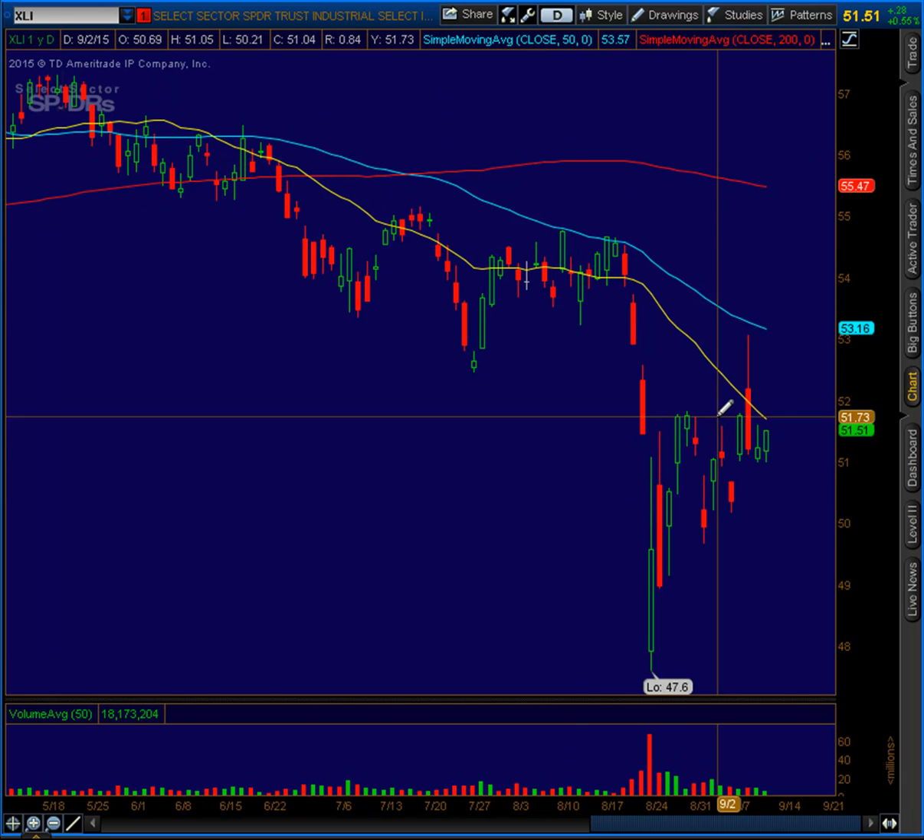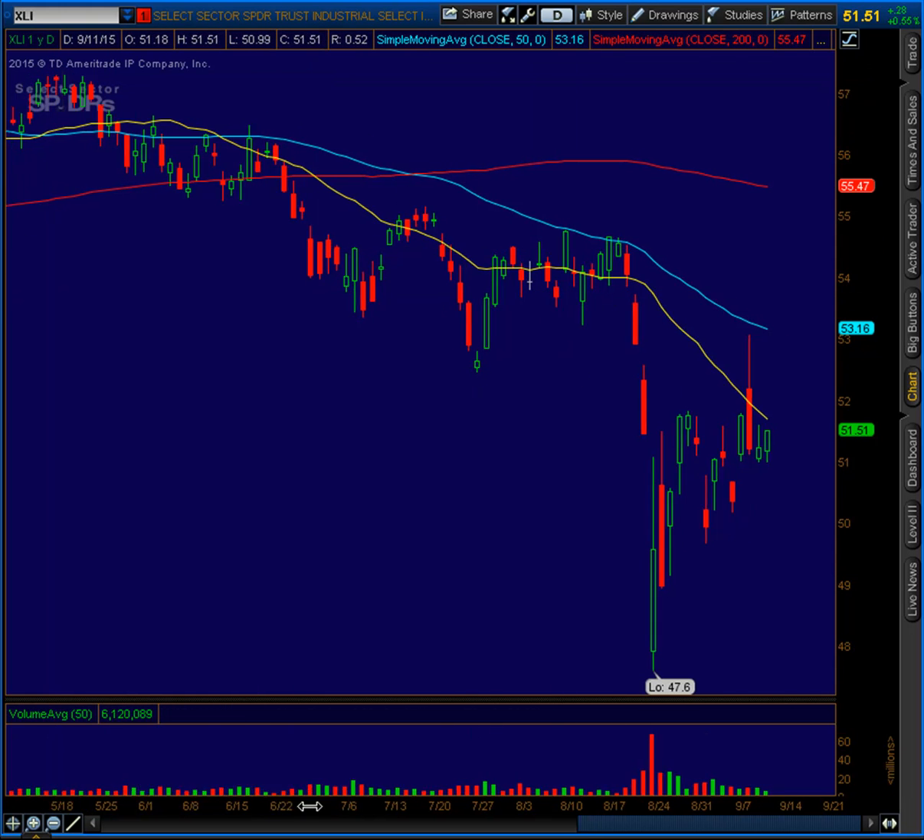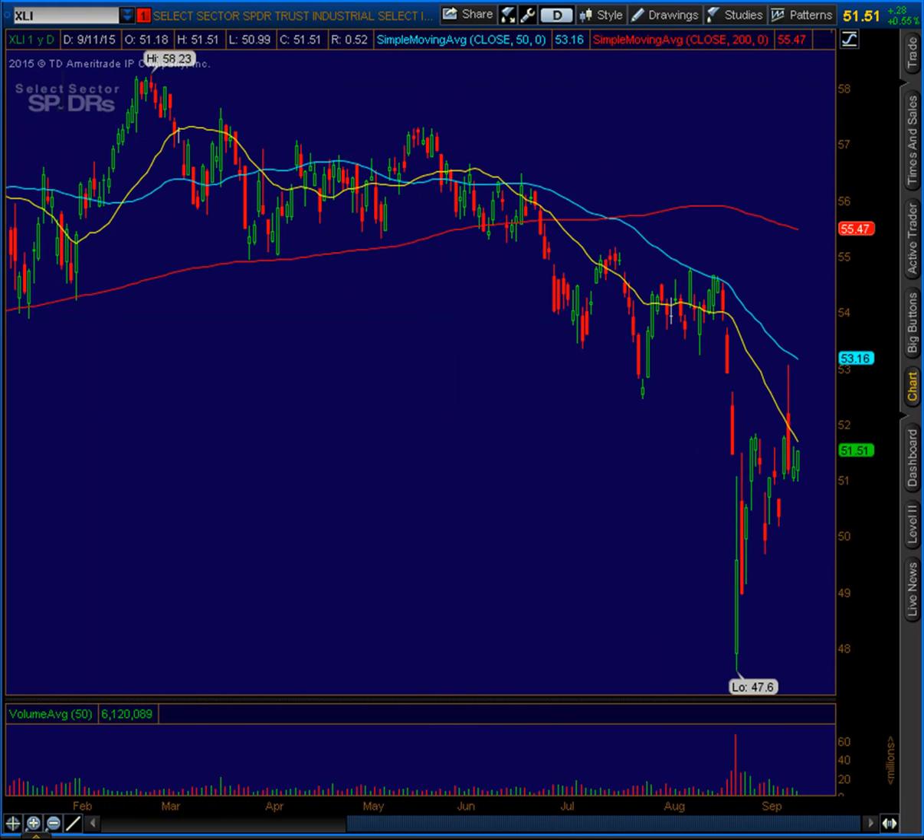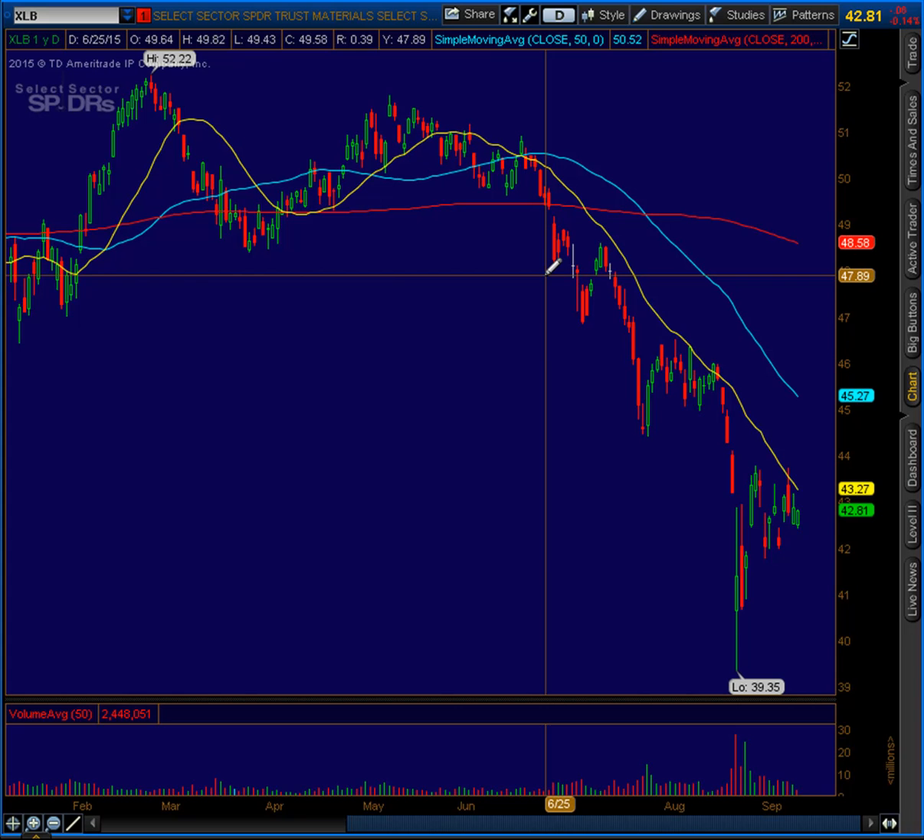XLI, same thing, right? Don't need to talk about it. Actually, this is more of a bigger downtrend, right? Bigger downtrend. XLB materials, XLE, XLB, XLI. This has been killed for a good amount of time, right?